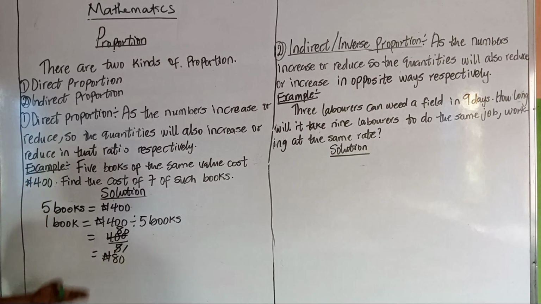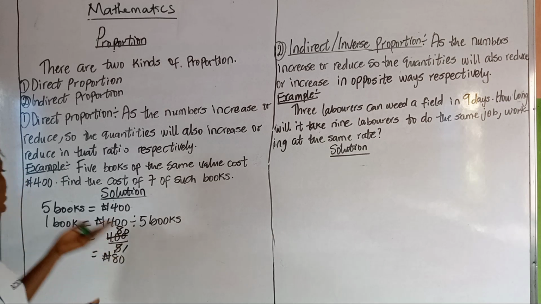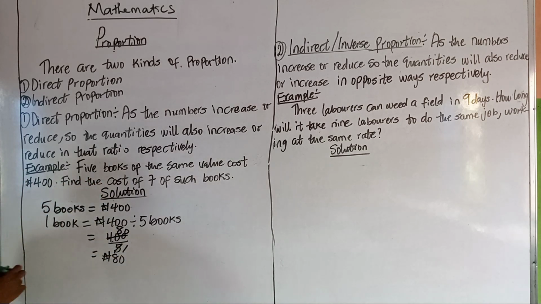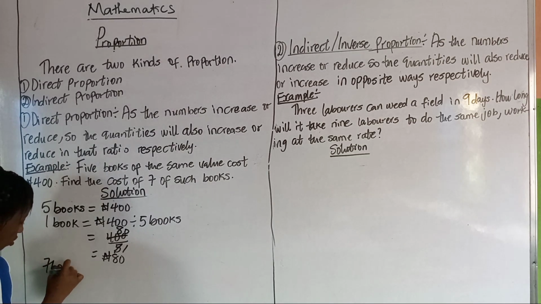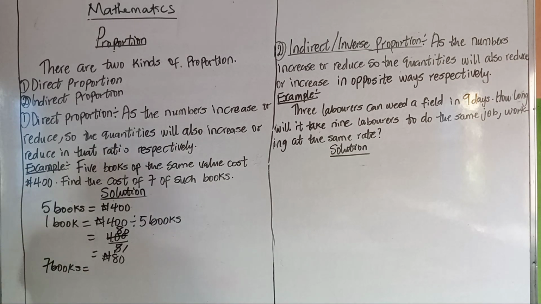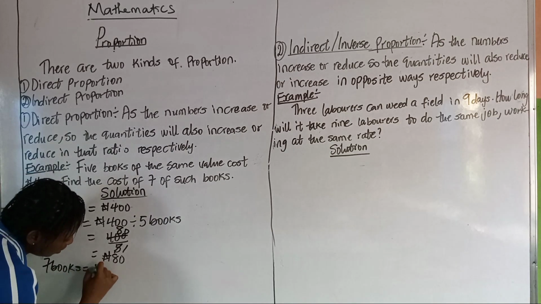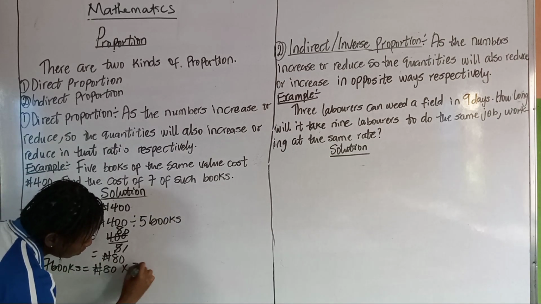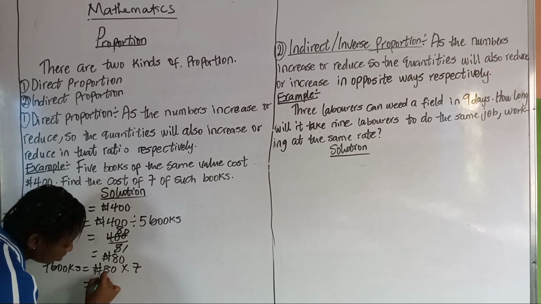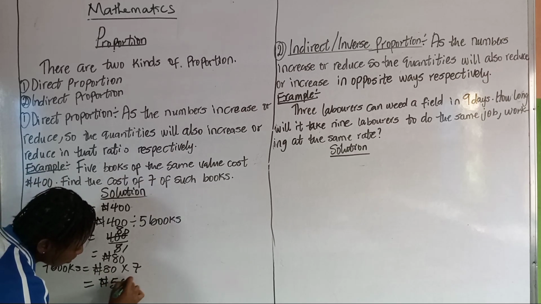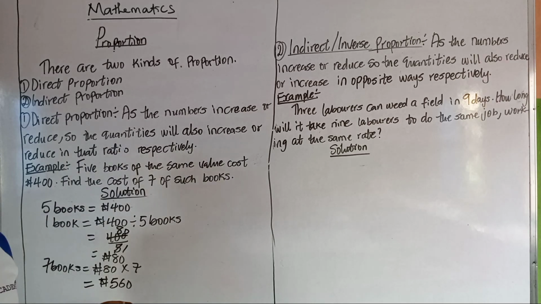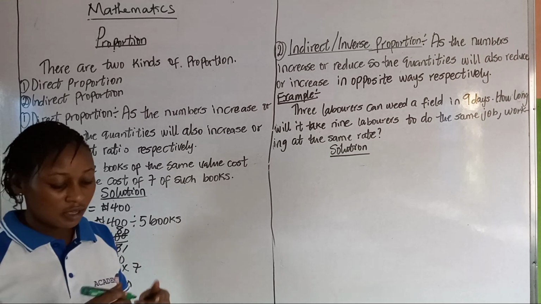We are looking for the cost of 7 books. Now let's say 7 books is going to be equal to what? We already derived that one book is 80 naira. So now we're looking for 7 books: 80 naira multiplied by 7. And 80 times 7 is going to give us what? 560 naira. That is the total price, the total amount or cost for 7 books is 560 naira.